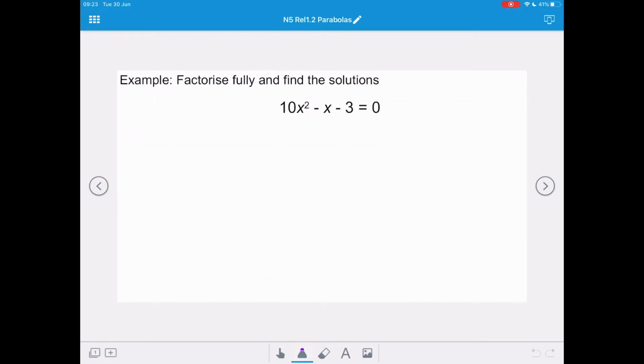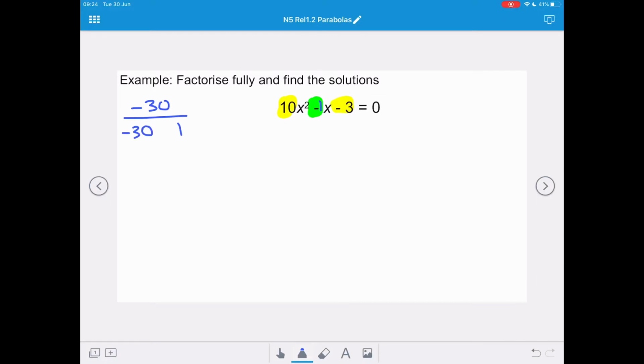Our final example, we want to factorise fully and find the solutions for 10x squared minus x minus 3 equals 0. Same process. First of all, we want to find the magic number. 10 multiplied by negative 3 gives us negative 30. And then we want to look for factors of negative 30 that add together to give us negative 1, because there's no coefficient in front of the x term.